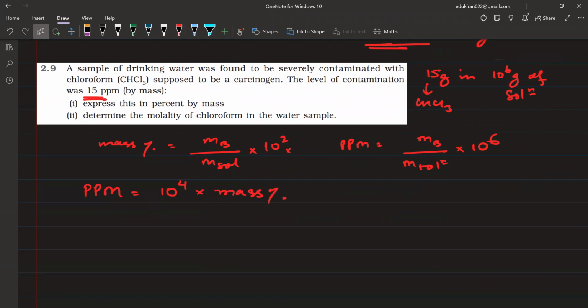ठीक है? So mass percentage will be equal to how much? Whatever the ppm is, divided by 10 to the power 4. This will be equal to how much? Mass percentage, ppm is equal to 15 है ना, divided by 10 to the power 4 आ जाएगा आपका 15 into 10 to the power minus 4 percentage.